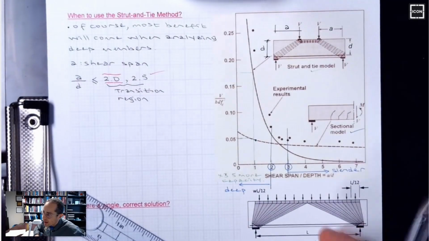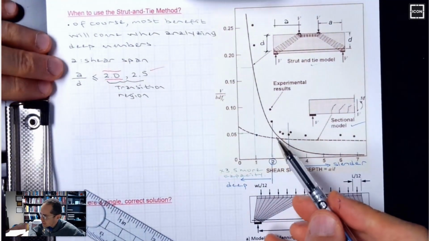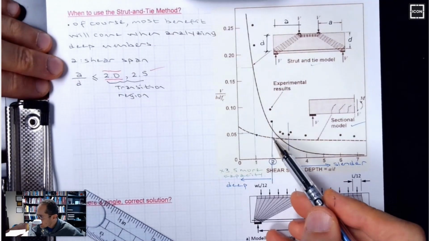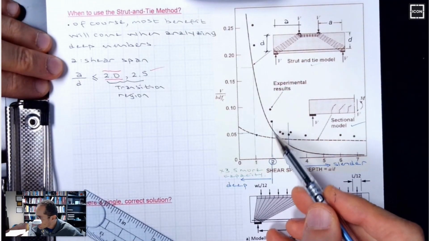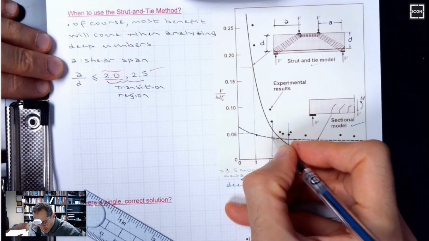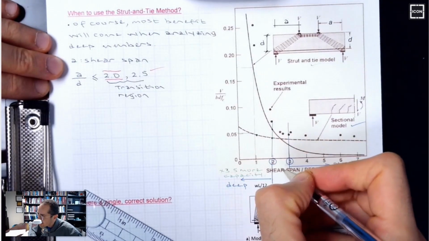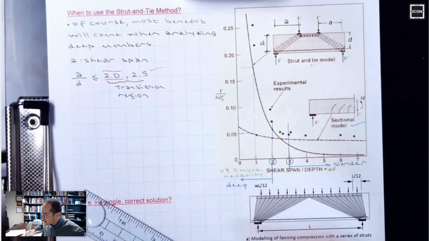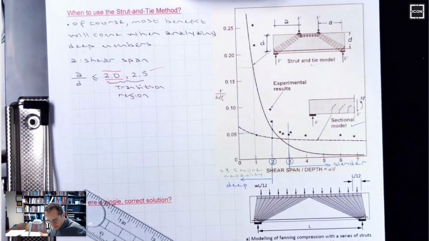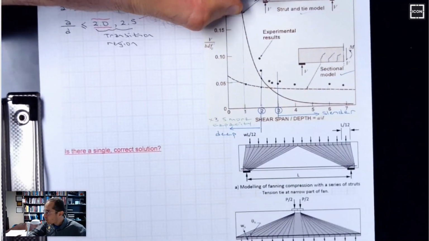Even for 2, I mean, if you want to use sectional, use sectional. You would be under predicting the capacity, but it's not going to be a huge under prediction if you look at the under prediction. Still, you can use sectional, but your error will increase if that ratio reduces. I hope this is clear.